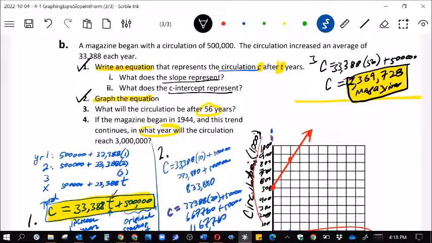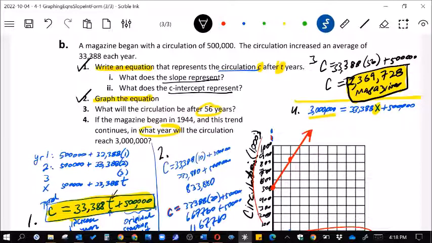Okay. So for part 4, this is going to be 3 million equals 33,388x plus 500,000. And we want to isolate the x. We want to find how many years to get to that number, the 3 million. At this point, we just simply solve it like we would any kind of problem.